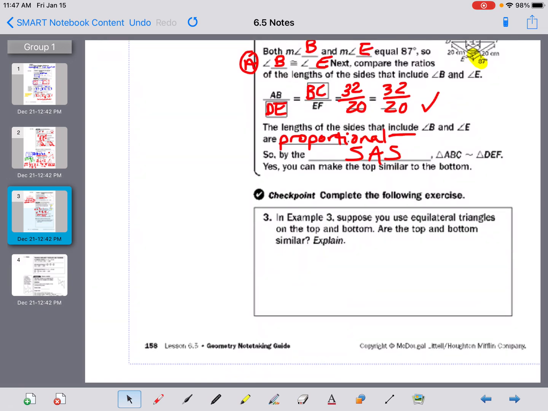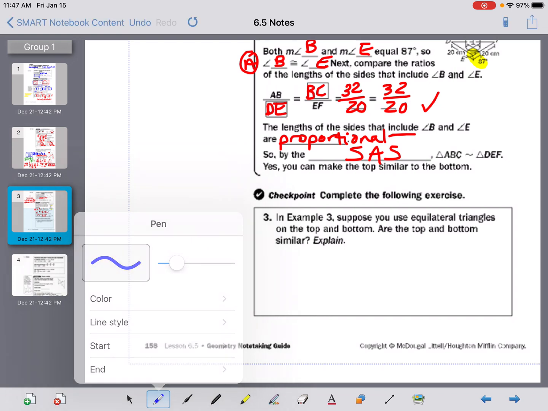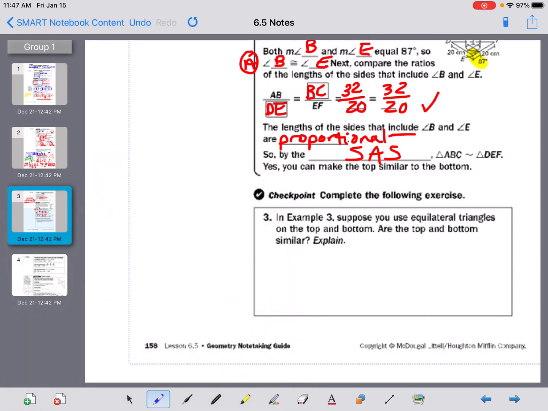And the same thing with number 3. Once again, it's a good problem, but again, it doesn't make us do a lot here. In example 3, suppose you use equilateral triangles on top and bottom. So if you think about it, I have an equilateral triangle on top, an equilateral triangle on the bottom, okay? What's special about an equilateral triangle? All the sides are equal, right? And all the angles are equal. What are all the angles in an equilateral triangle? 60 degrees, okay? So do we have congruent angles? Yes, it wouldn't really matter.